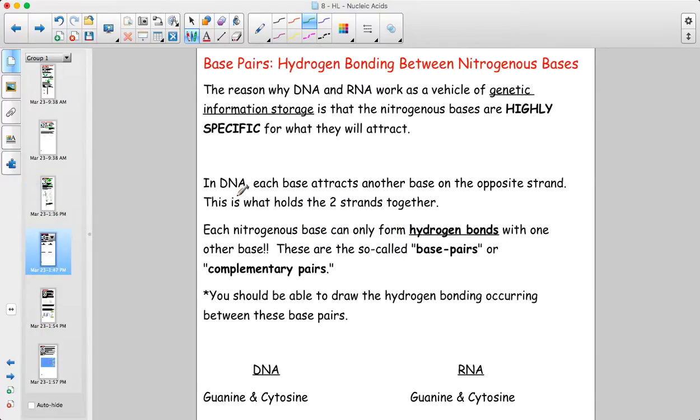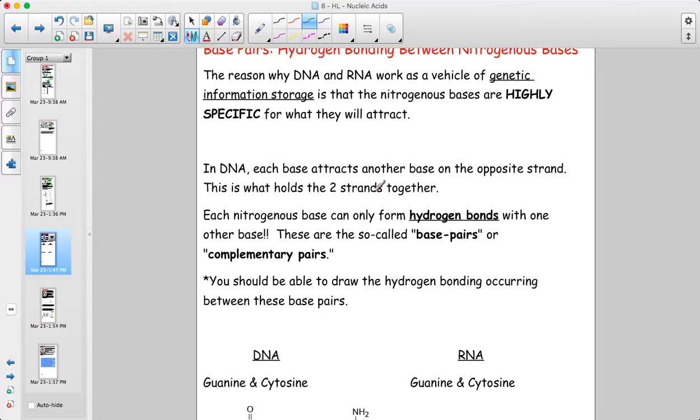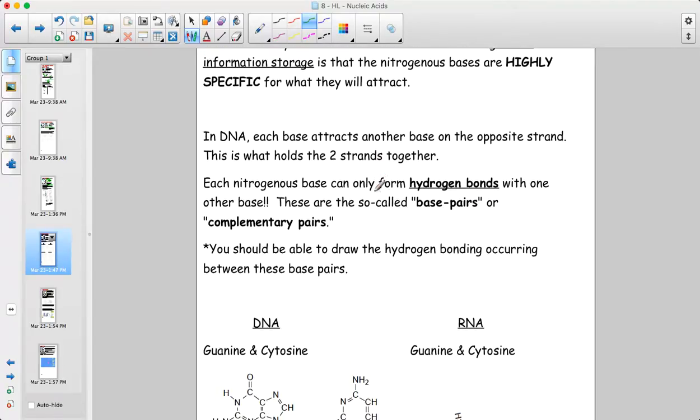Okay, last structural thing that we're going to talk about. No, I guess there's 2 more structural things we're going to talk about in this video. The reason why DNA and RNA work so well as a storage unit for genetic information is that the nitrogenous bases are highly specific for what they will attract. That's how the system is going to work.